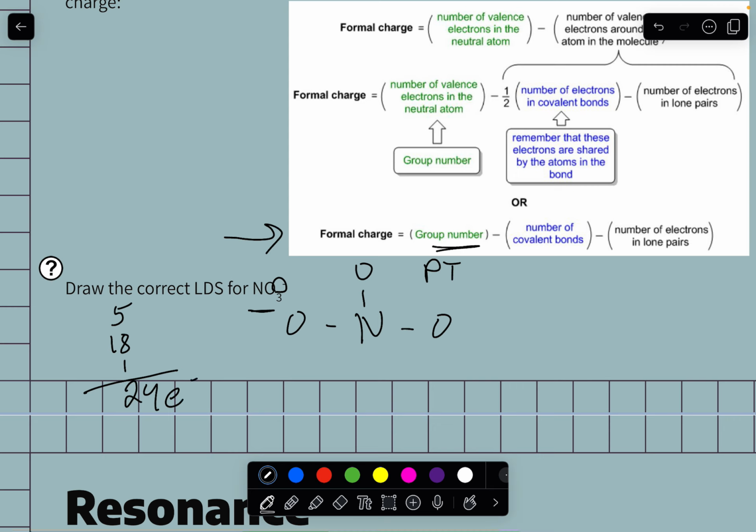So we have 2, 4, 6, 7, 8, 9, 10, 11, 12, 13, 14, 15, 16, 17, 18, 19, 20, 21, 22, 23, 24. That's 24 electrons. Okay, but our nitrogen isn't full. So what I'm going to do here is I'm going to take one of these lone pairs and I'm going to make it into a double bond. Okay, so we can have that.